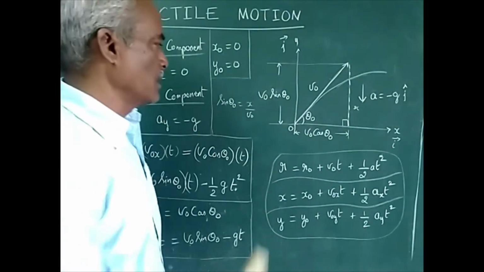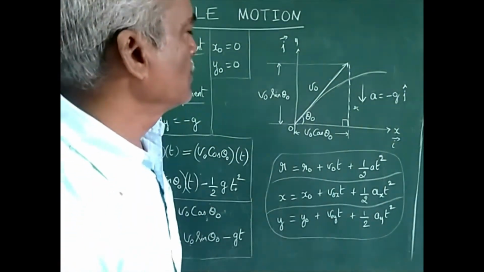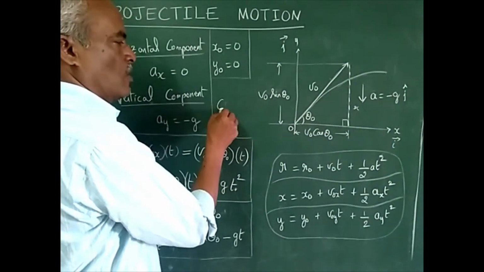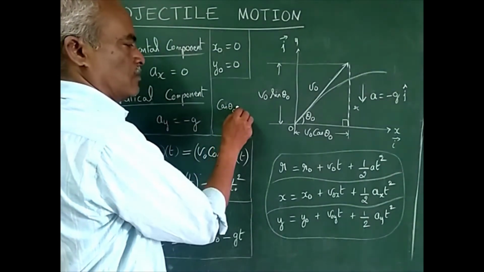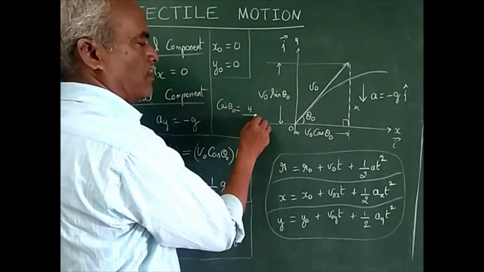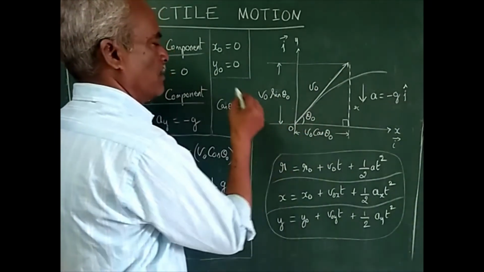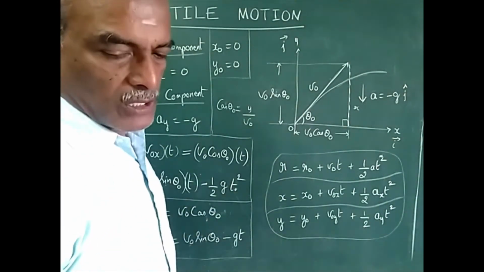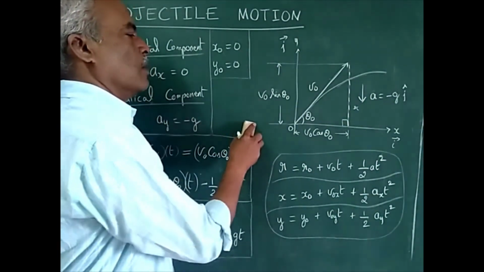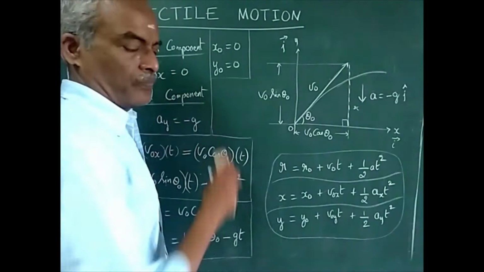Similarly, if you want the horizontal component, in the same triangle, cos theta naught is equal to the adjacent side, which we don't know, I call it y, by the hypotenuse, which is v0. So this value will become y equal to v0 cos theta naught. Okay. So now we found both the components, vertical component and horizontal component.